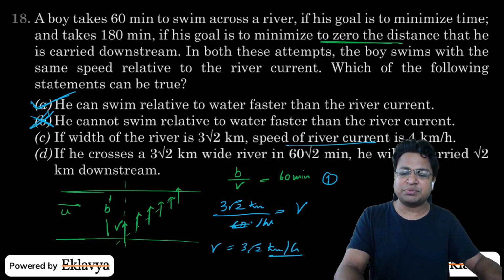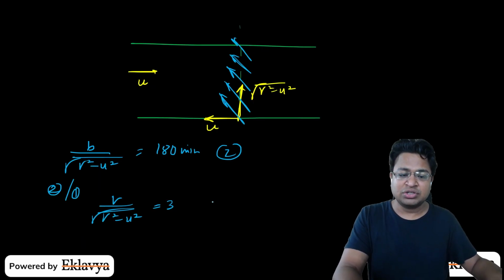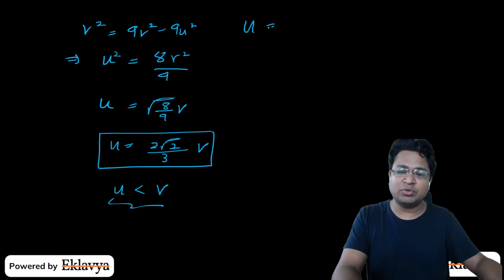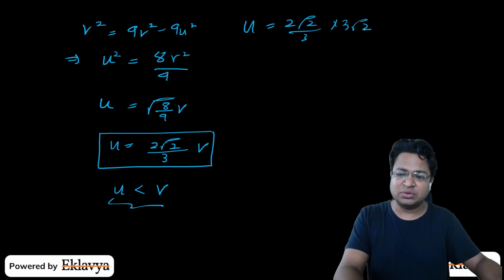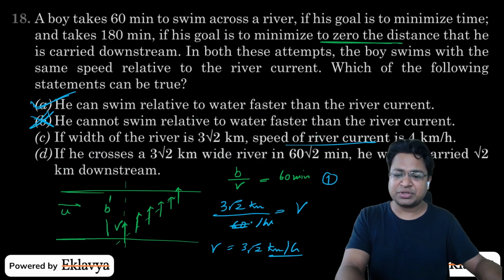Now, the question is talking about the speed of the river current, so we have to calculate the value of U. So let's go to this equation. U was 2 root 2 by 3 times V, and we just now calculated V to be 3 root 2 in this particular case. So this gives us 4 kilometer per hour. So option C is correct. Now option D.